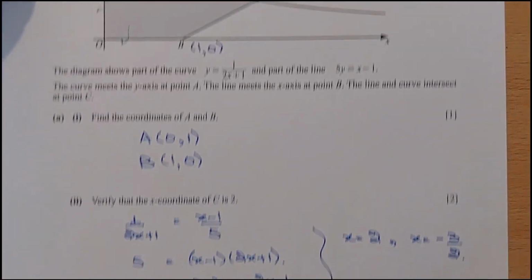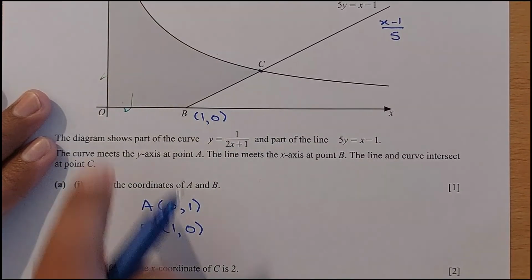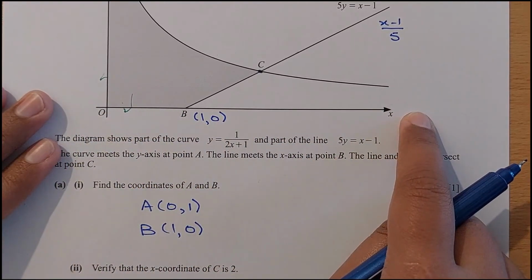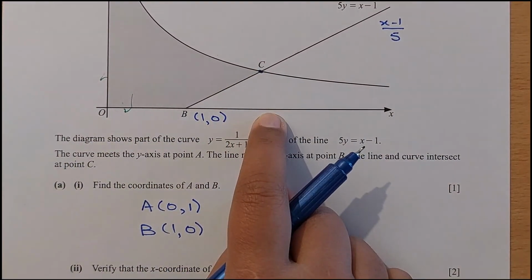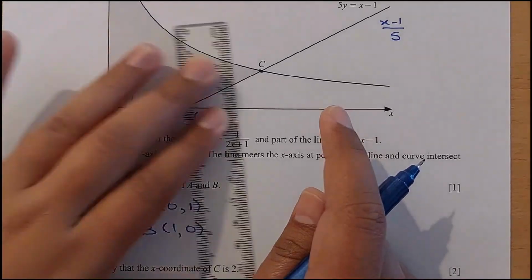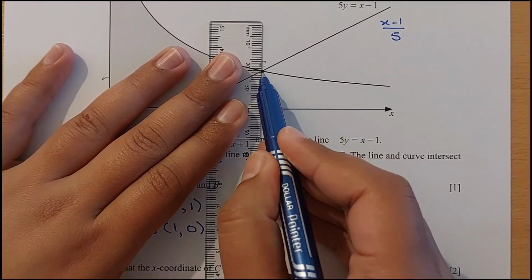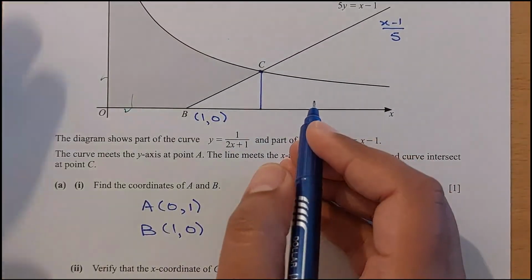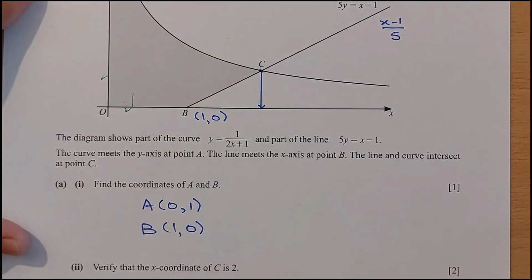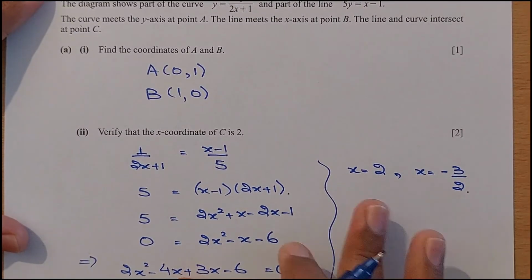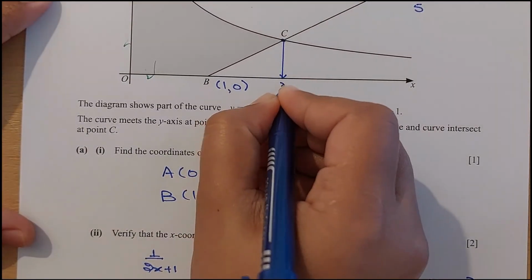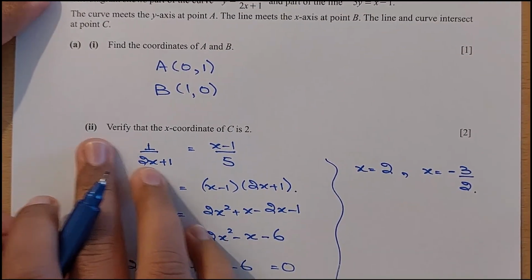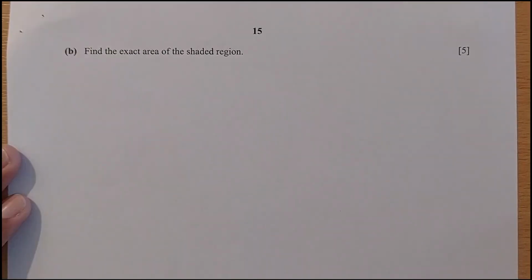We have C on the positive side of x, so the x value must be positive over here, not negative. We are not taking negative 3 by 2. We take x equals 2. So here x is equal to 2. Now we have verified that the x coordinate of C is 2.